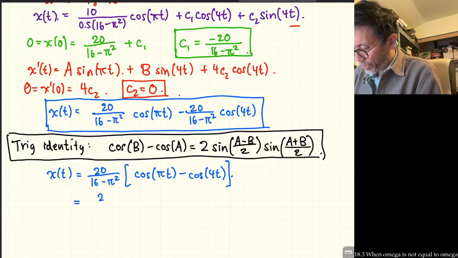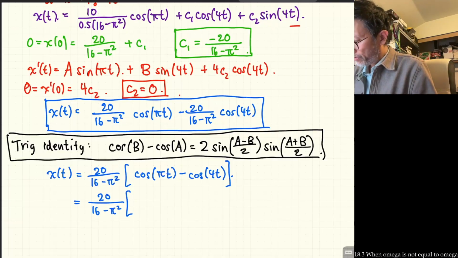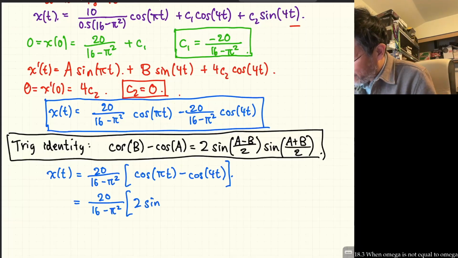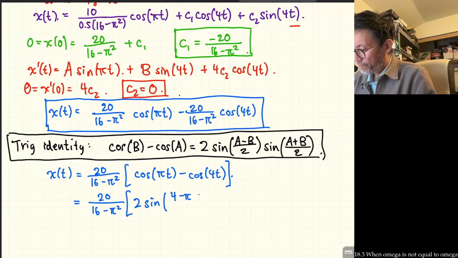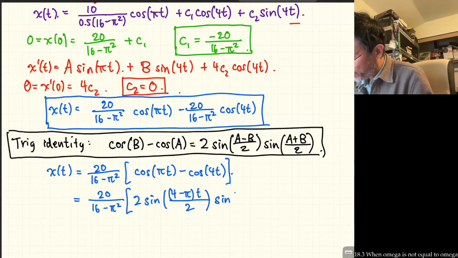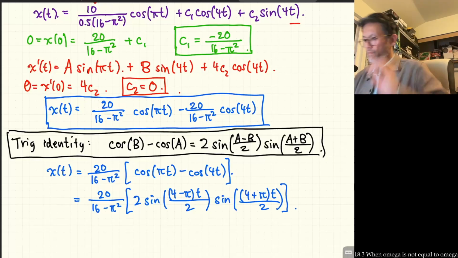Well, it becomes 20 over 16 minus pi squared, times, okay, so I just got to say I would do this. So I have 2 sine of a minus b, so that's 4t minus pi t, which I'm going to write as 4 minus pi times t, and then divided by 2 times sine of a plus b, so that's going to be 4 plus pi times t divided by 2. Good.